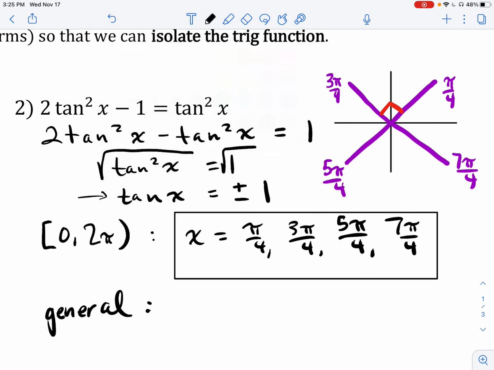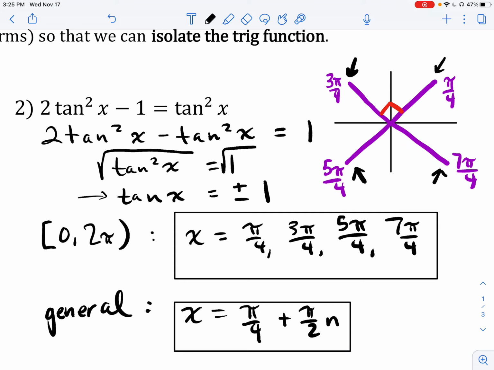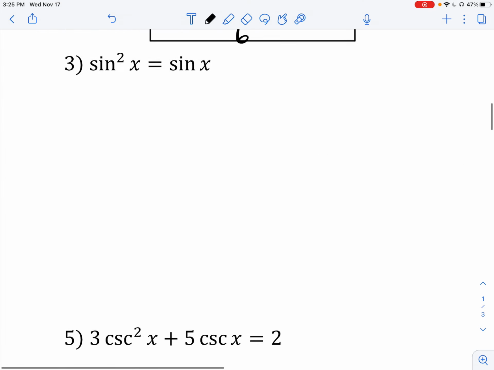So what we can say is that I can just take pi over 4 and add pi over 2, and that's going to take care of both this angle, and what do you know it? I can keep on adding pi over 2, so I can just express my general solution as pi over 4 plus pi over 2 n. Okay? All right, let's try another one.